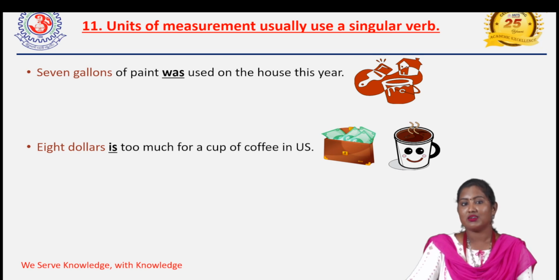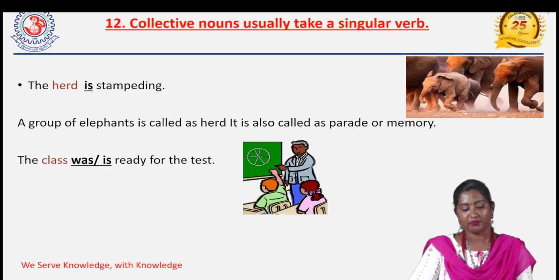And $8. Some people may think of $8 as plural. Imagine that it comes under the units of measurement. Though it is $2 or $3, the verb should be mentioned as is only. So: $8 is too much for a cup of coffee in the US. So look at the concept. Whenever you find units of measurement, you have to use only the singular verb, not the plural one. We'll move to the next one.